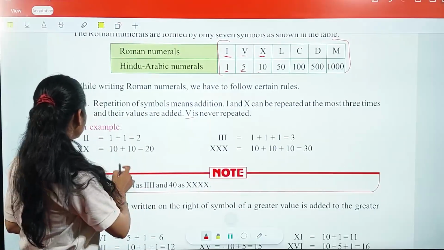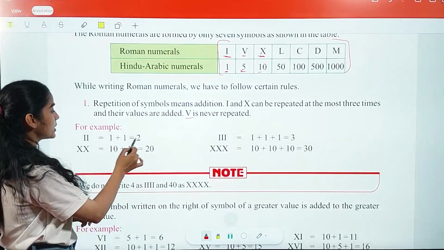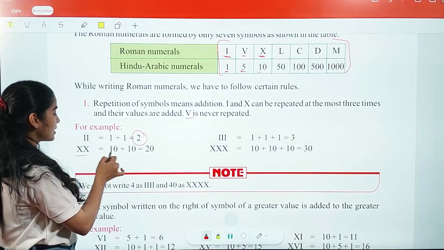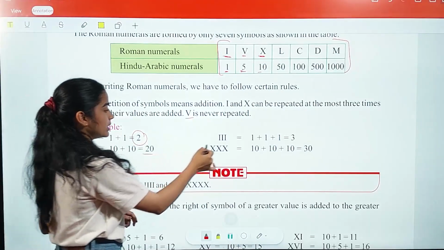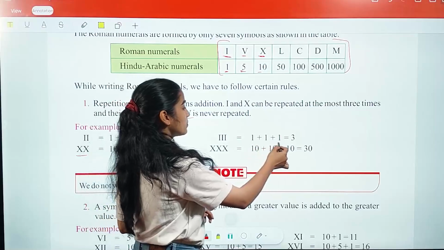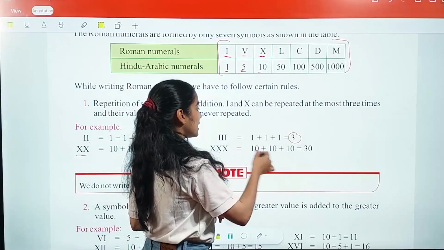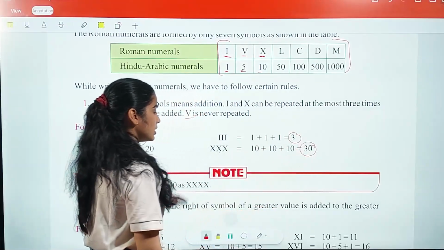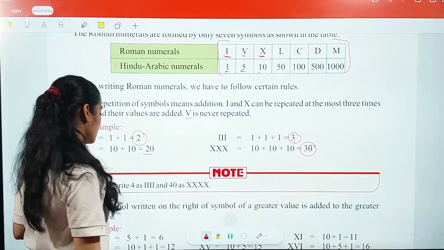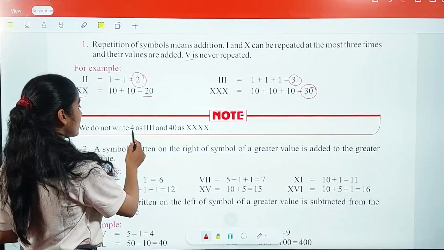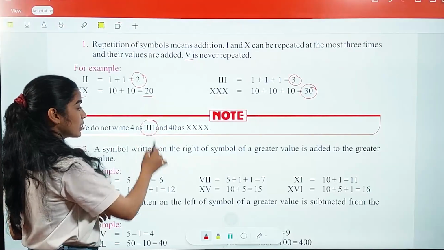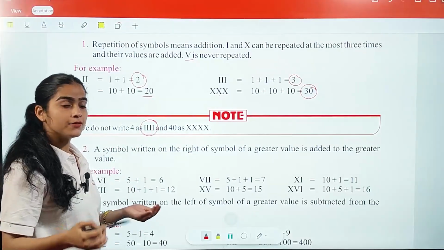For example, I and I: 1 plus 1 is 2. X twice means 10 plus 10 is 20. 3 times I means 1 plus 1 plus 1 is 3. 3 times X is 30. In this way, you can write your numbers. Next, we do not write 4 like this. This is the wrong way. So how can we write 4 and 40?